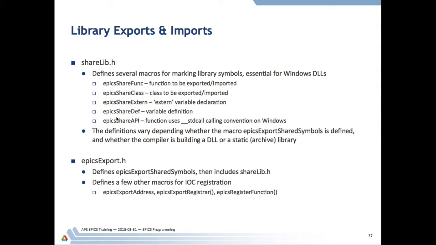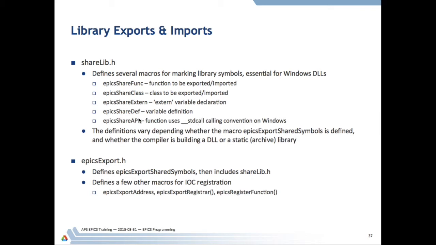EPICS share API is a different macro, and that's the one that gets converted into standard call on Windows, which basically sets up an alternate calling convention from C. In general, I'm trying to get rid of these. There are still a number of libcom libraries that use share API, but I've been removing them. I don't think they're necessary.